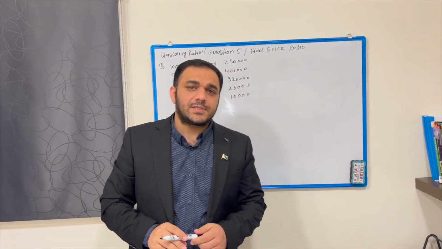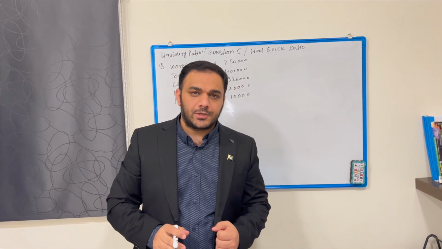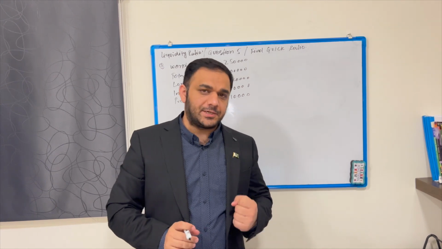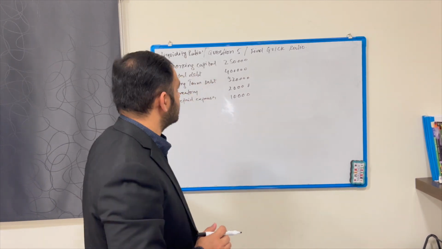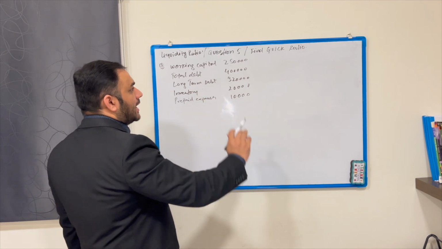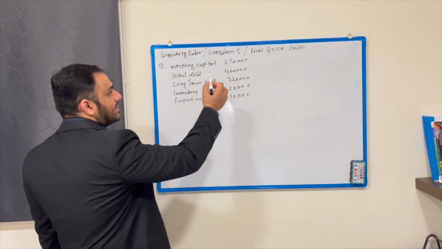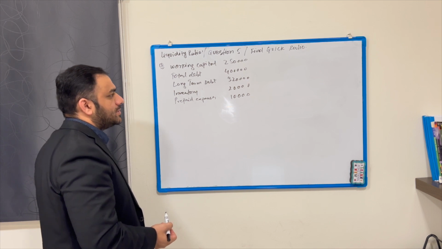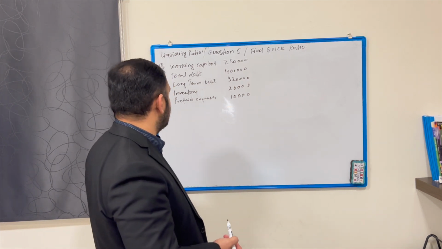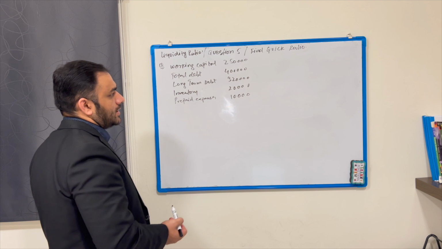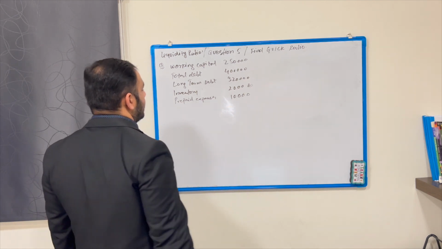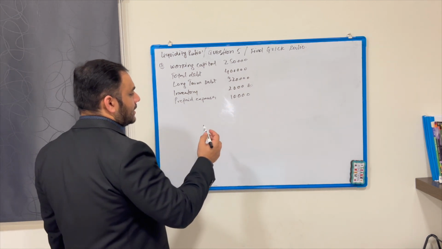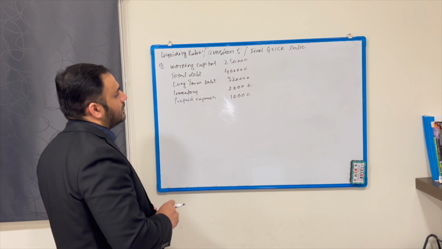Hello dear students, as we are discussing current ratio and quick ratio, this is question number 5 related to quick ratio. Let's see this question. Here we need to find quick ratio. Working capital is given 2,50,000. Total debt is given 4 lakh. Long term debt is 3,20,000. Inventory is 2 lakh. Okay. And the prepaid expenses are 10,000. So we will see how we will solve this question.